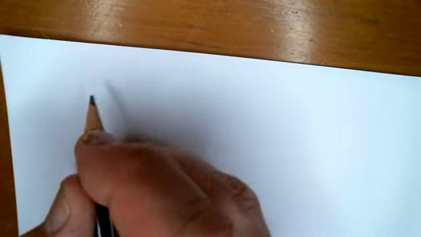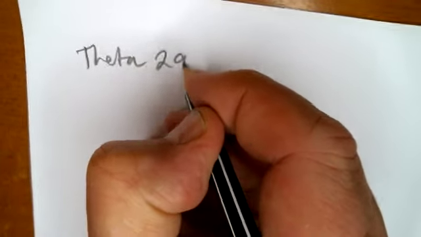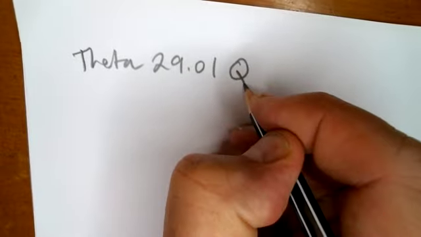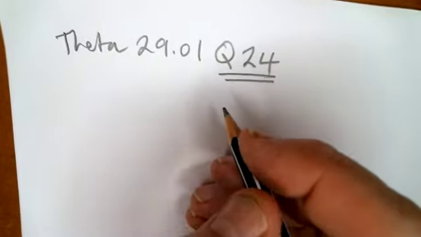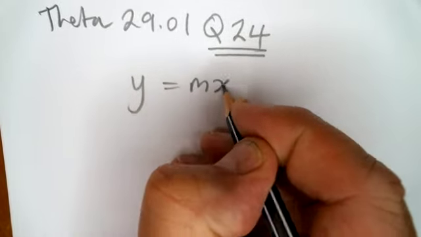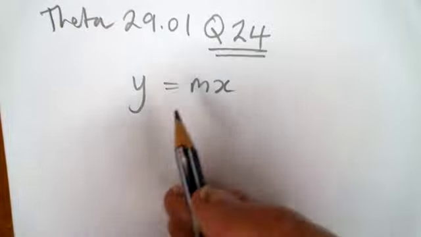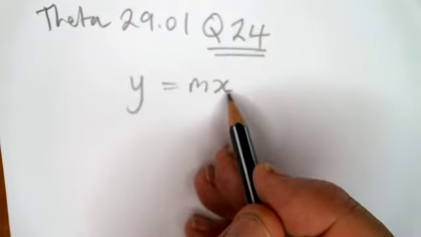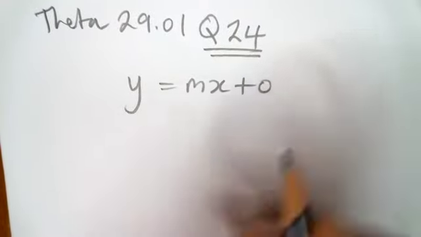By the way, this is Theta Mathematics, 29.01, and it's question 24. All right. So the question involves y equals mx. Notice this is in the gradient intercept form. It's like y equals mx plus c. But in this case, because we don't have a c value, it's like saying y equals mx plus 0, yeah?